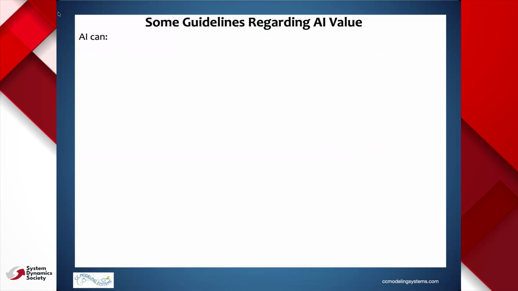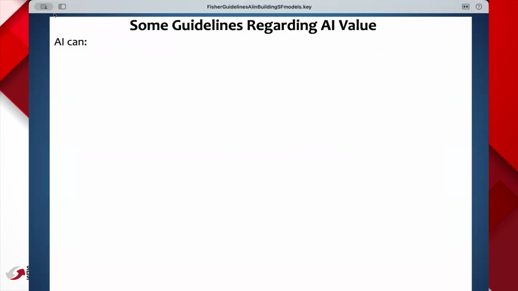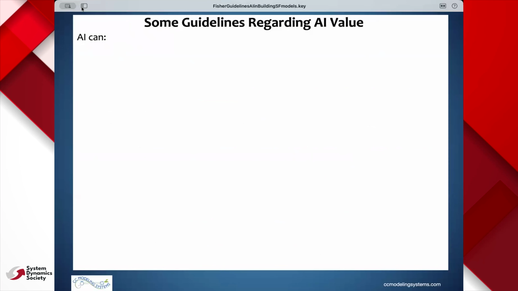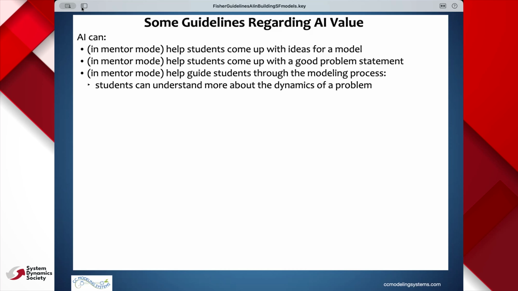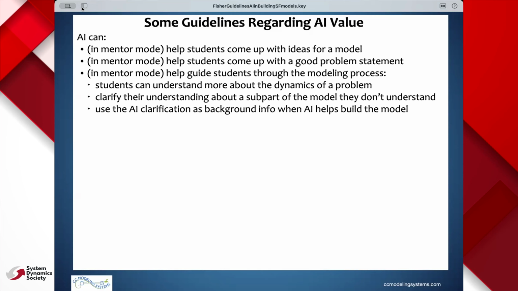Okay, so now we have the guidelines regarding what AI can do that's really valuable. In mentor mode, which is when it's acting as a tutor, AI can help students to come up with ideas for a model. It can help them come up with a good problem statement for their whole modeling effort. It can guide them through the modeling process by helping them understand more about what the dynamics of the problem could be. It can clarify their thinking on a part of the problem that maybe they don't understand very well.